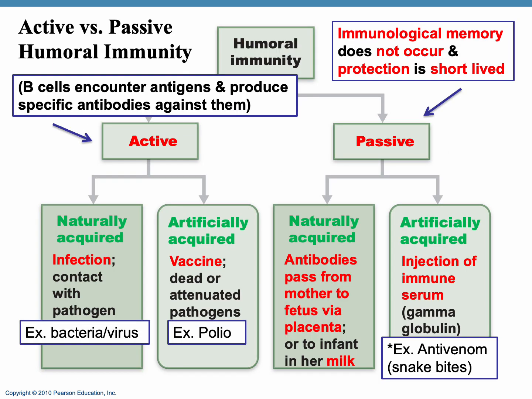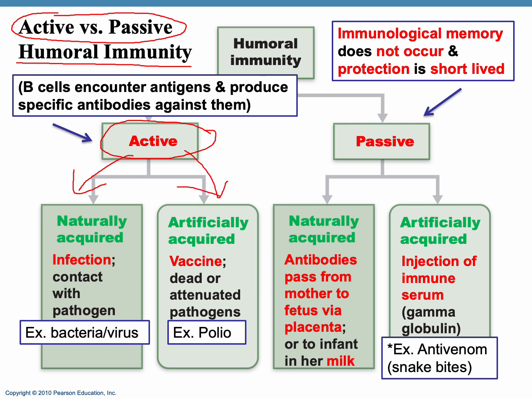We're now going to take a look at some differences of humoral immunity. We can break humoral immunity into different categories. So we can break this down into active versus passive humoral immunity. So, when we first look at the active humoral immunity, this is where there's actually overall immunological memory. So, active, actual memory.